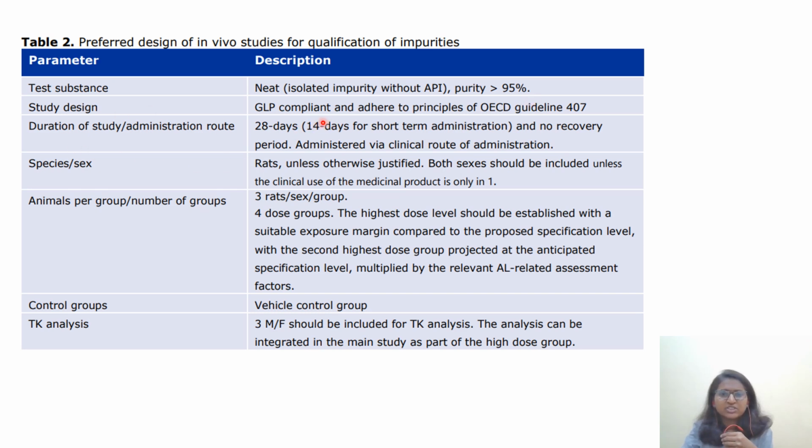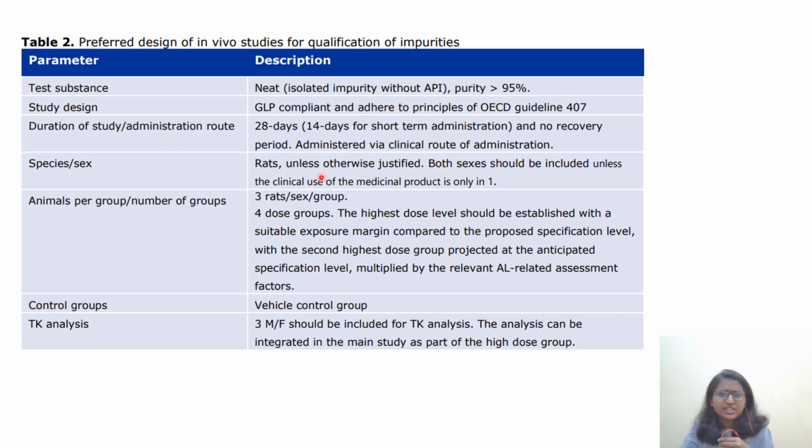It should not be a non-GLP study, and it has to follow OECD guideline 407. 407 is a 28-day repeat dose oral toxicology study. The duration of the study is 28 days. For short administration, those drugs which are used for less than around 2 weeks, you can go for 14-day toxicology studies for the qualification. There is no recovery period, and administration is via the clinical route. Even though 407 is for the oral route, if that particular drug is for the parenteral route, you have to use that clinical route of administration.